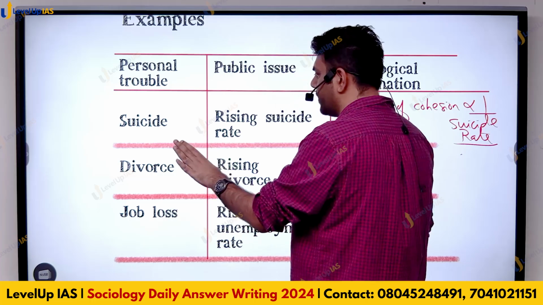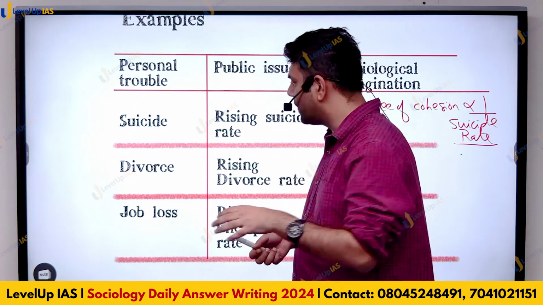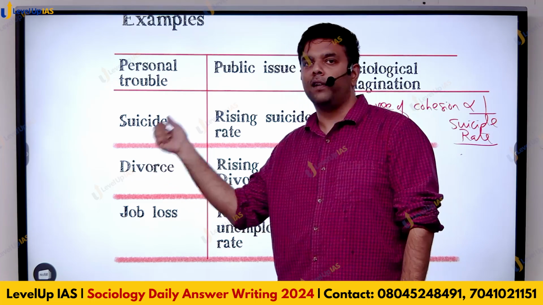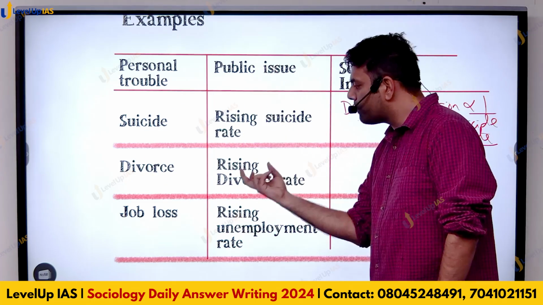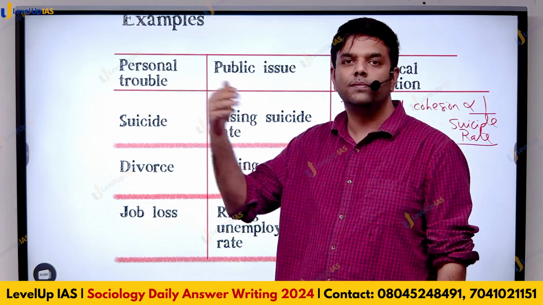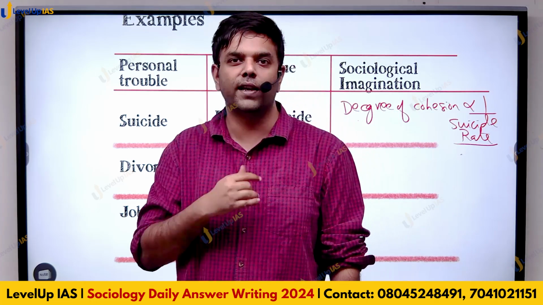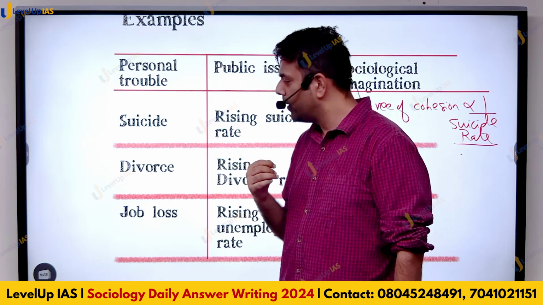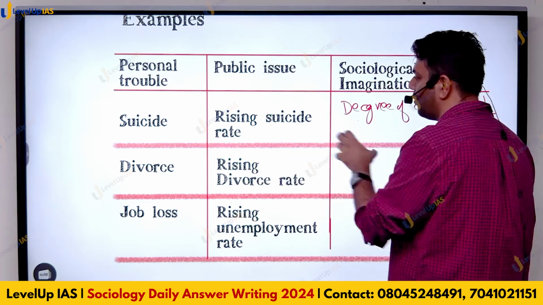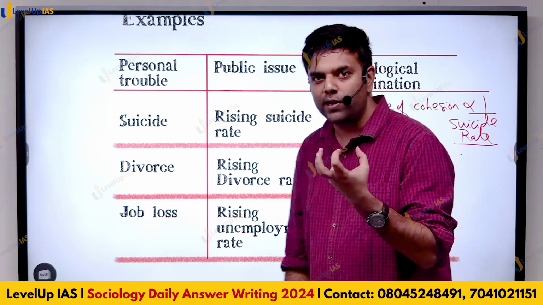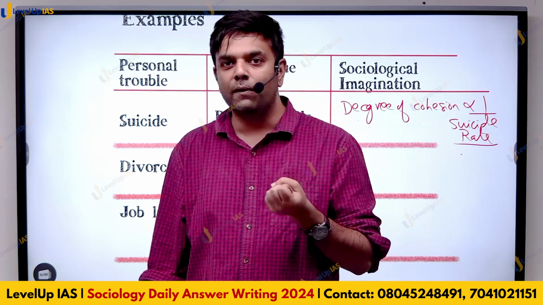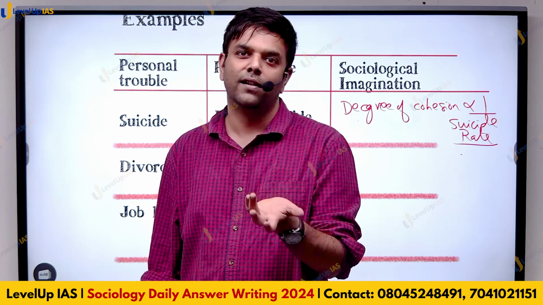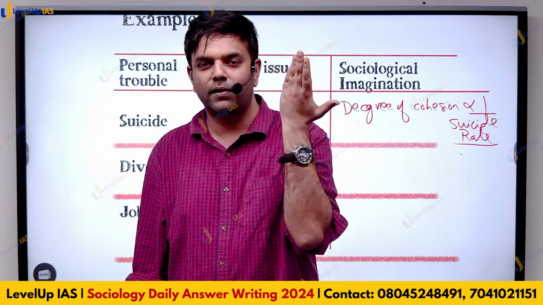Now, not going back to those things, but limiting ourselves to this discussion, divorce seems to be a personal trouble. It is actually also a public issue. Divorce rates are rising in society, specifically in modern society. It is rising just like suicide rate. Okay. So that means we should conduct a sociological inquiry, and we should try to understand the broader social factors causing divorce rate to go up.